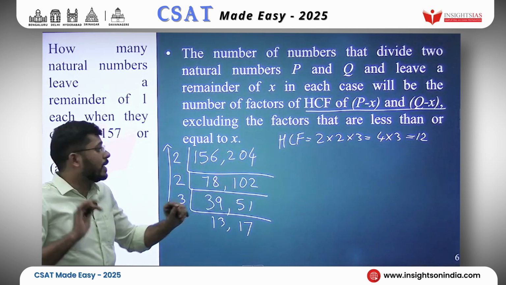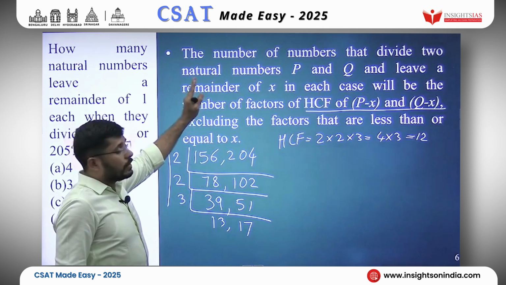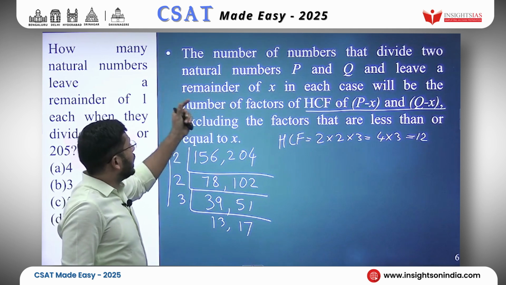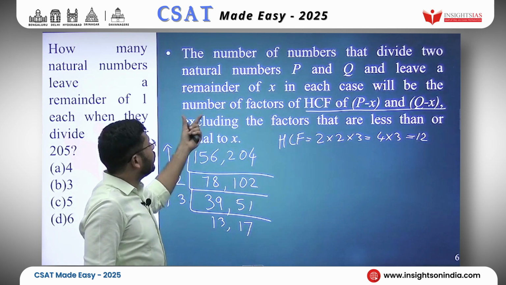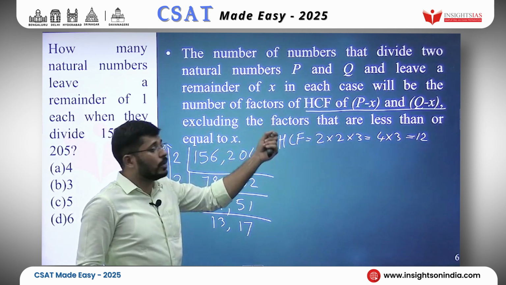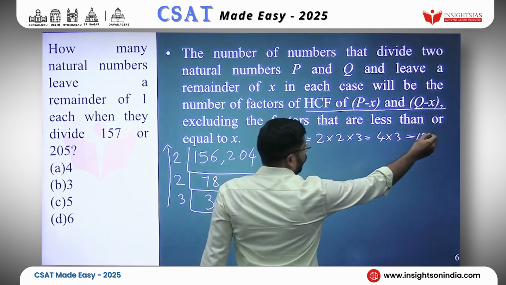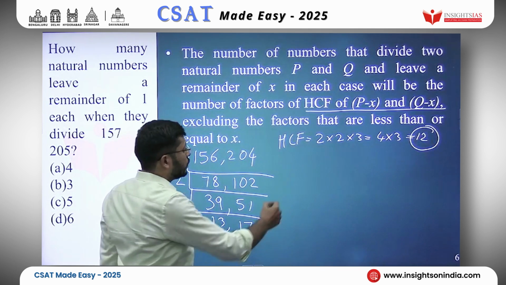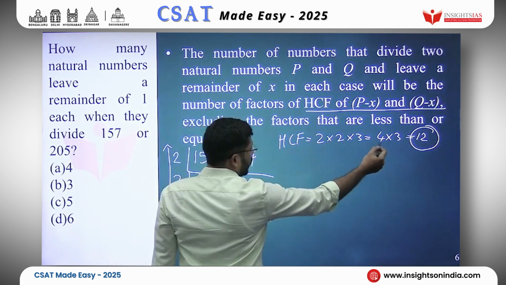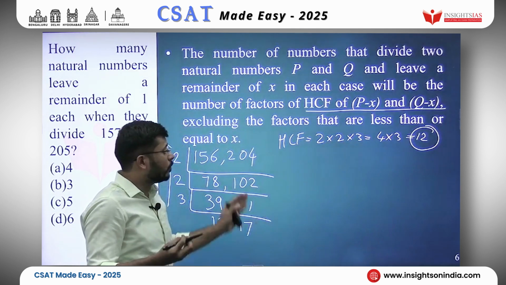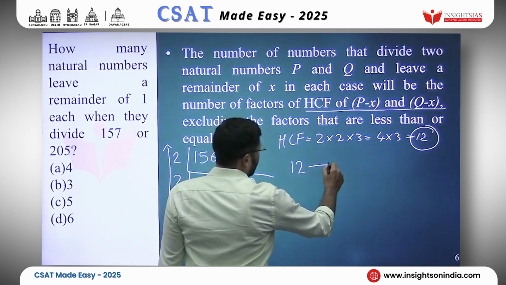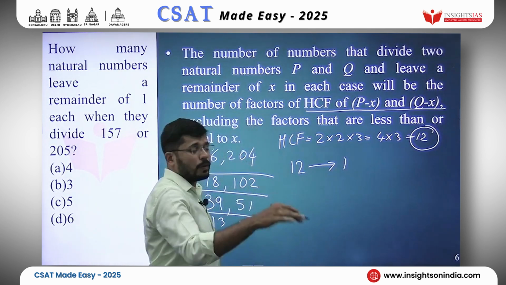But we are not done yet. The concept says the number of numbers that divide two natural numbers p and q and leave a remainder of x in each case will be the number of factors of the HCF. How many factors does 12 have? We will list them, starting from 1 and going up to 12. So 12 is divisible by 1, right? 1 into 12 is 12.